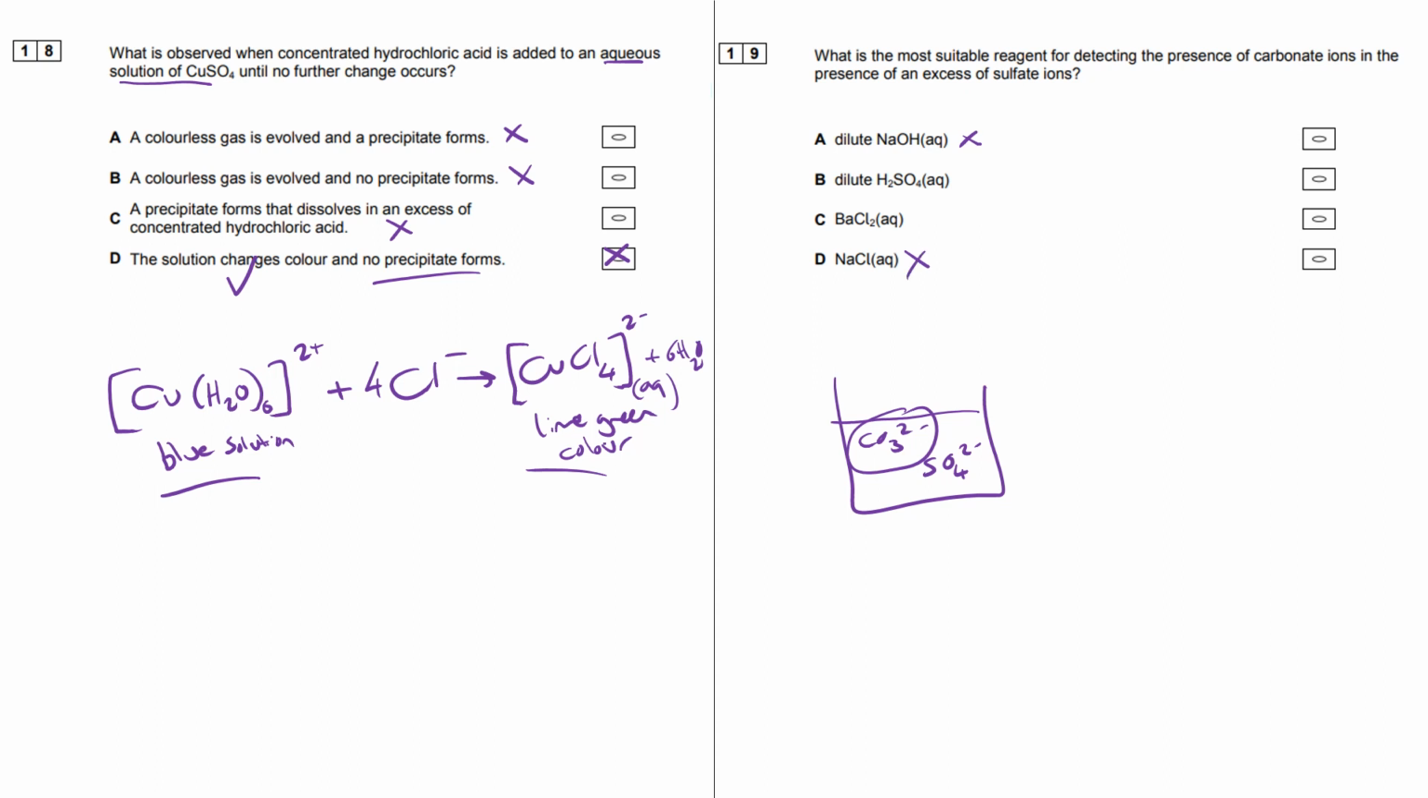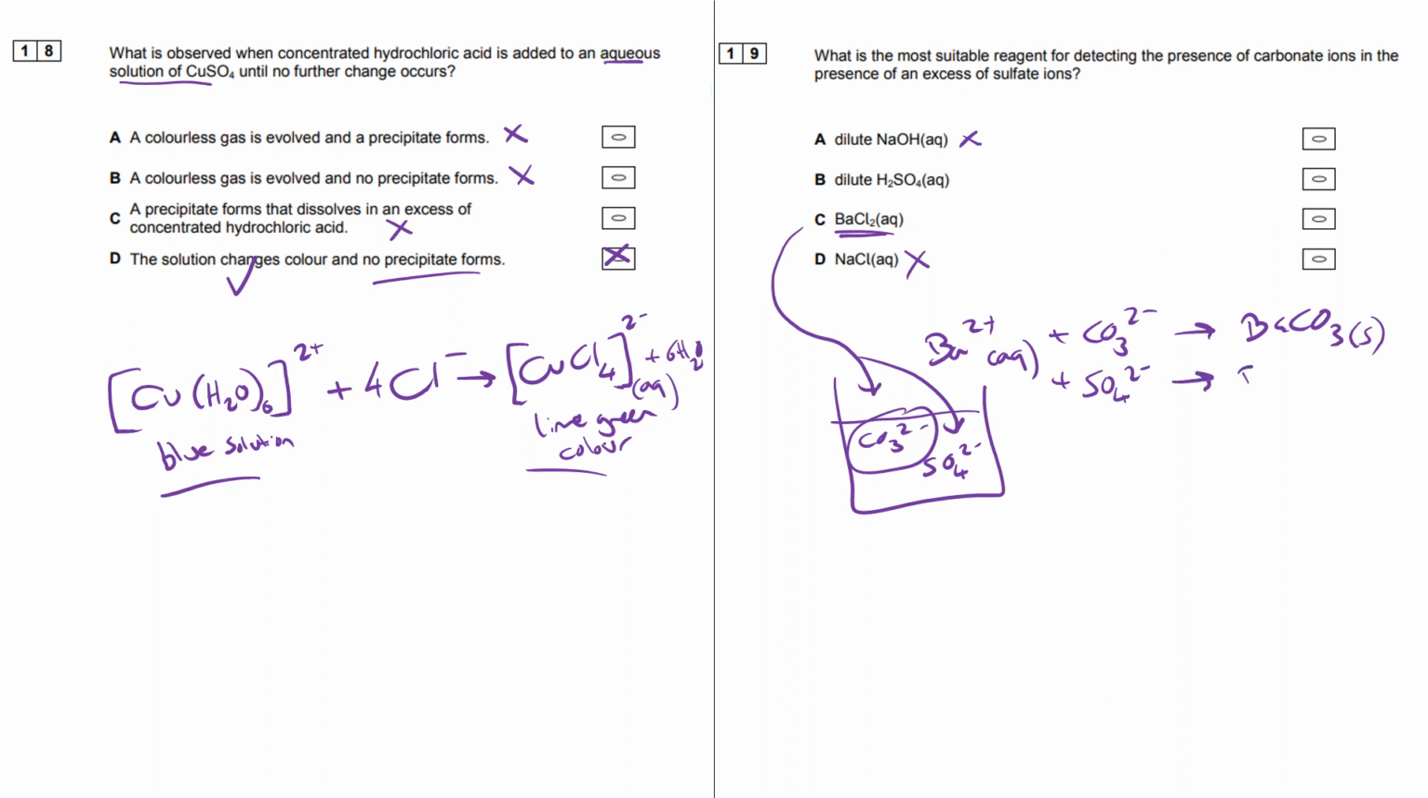Adding barium chloride, well, you should be aware that barium ions will react with carbonate ions to form a white precipitate. So you get a white precipitate of barium carbonate formed. However, barium ions would also react with sulfate ions to form a white precipitate of barium sulfate, as we saw in the previous question. So barium chloride can detect carbonate ions, but not in the presence of sulfate, because both of them will react.